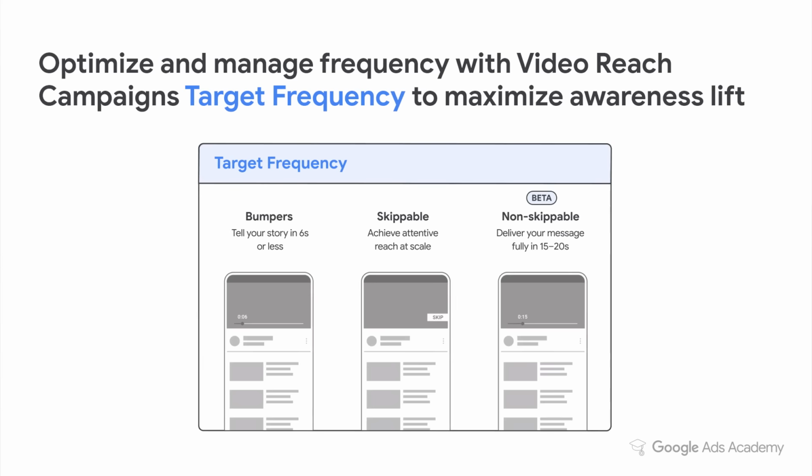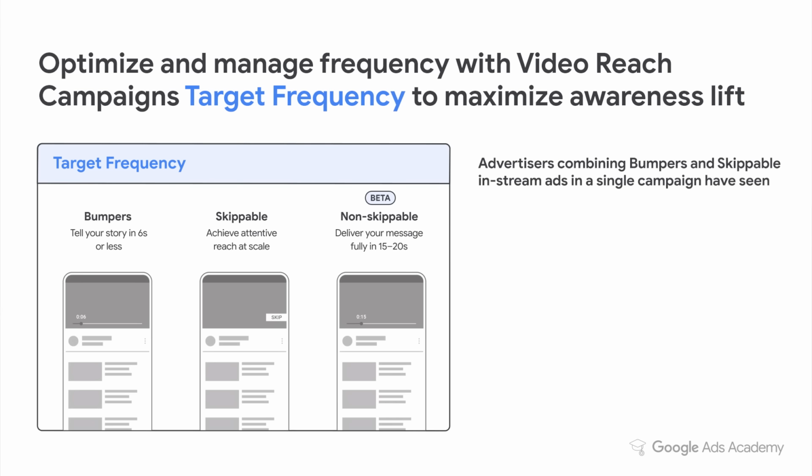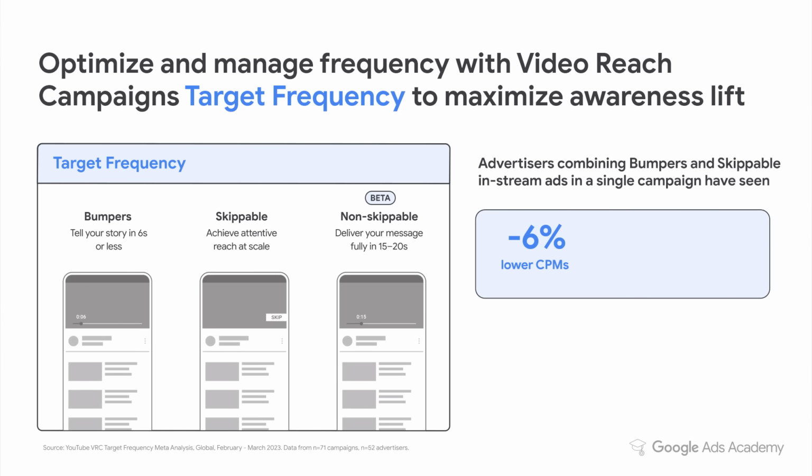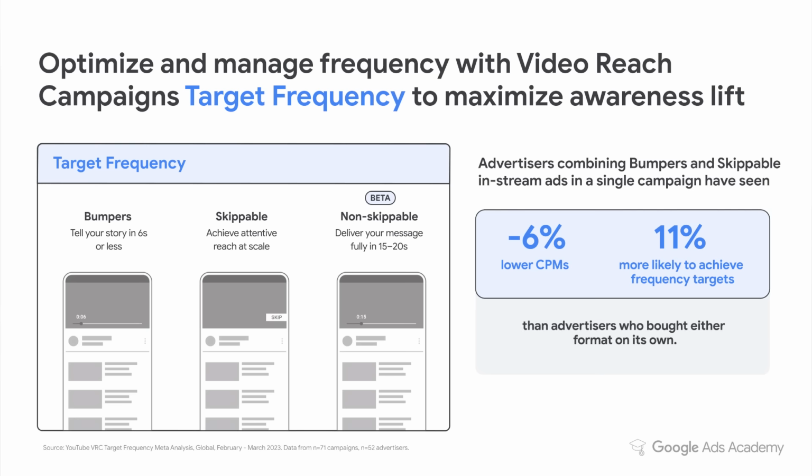And with target frequency, you can choose to optimize to drive ROI, such as brand lift, and reduce media waste or focus on frequency controls to prevent ad fatigue and oversaturation. Advertisers combining bumpers and skippable in-stream in a single campaign have seen 6% lower CPMs and are 11% more likely to achieve frequency targets than advertisers who bought both formats on their own.